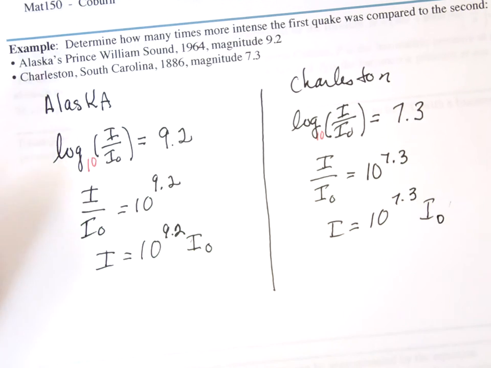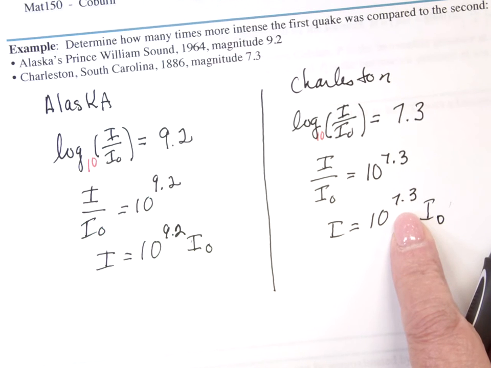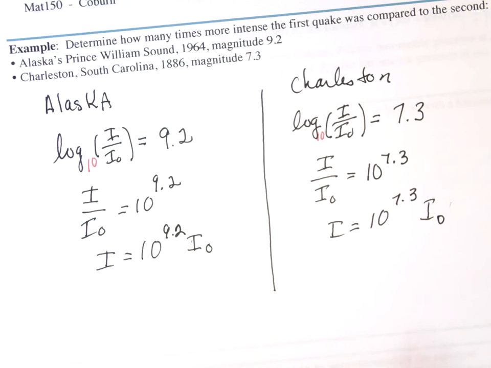But we now know, if you look at the pattern, if somebody would come to me and say, well, its intensity was 10 to the 9.2 I sub 0, all you do is look at the exponent and you say, well, it's 9.2. It's 9.2 on the Richter scale. Just like this one, 7.3 on the Richter scale.